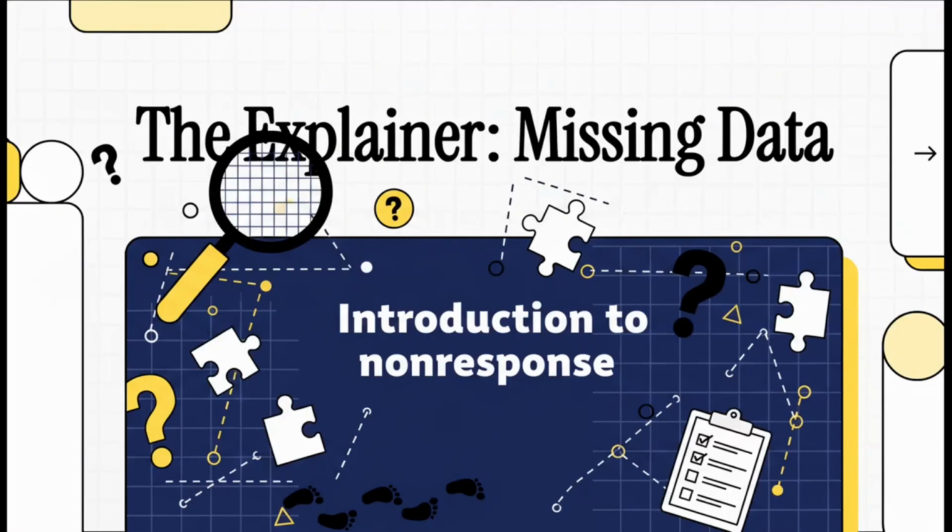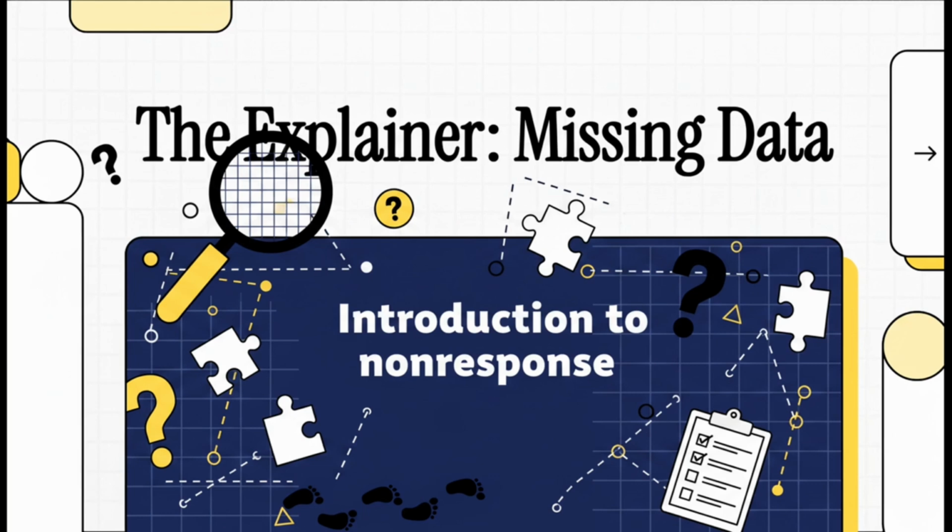All right, welcome everyone. Today, we're going to put on our detective hats and investigate one of the trickiest mysteries in all of statistics, the case of the missing data. I mean, what happens when the very evidence you need to find the truth just, poof, vanishes? And how do we, as statistical detectives, piece together the whole story from a bunch of incomplete clues?